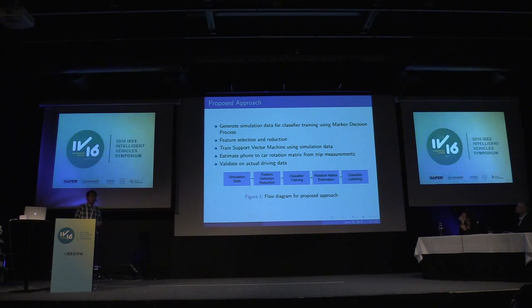Now, our proposed approach is very simple. What we want to do is generate simulation data for classifier training. We achieve this by using a Markov decision process. Next, we use feature selection and feature reduction before training our classifier. We then train a classifier using a support vector machine with the simulated data we generate. We then proceed to estimate the phone-to-car rotation matrix from trip measurements using a novel technique we developed. Finally, we validate our approach using actual driving data.